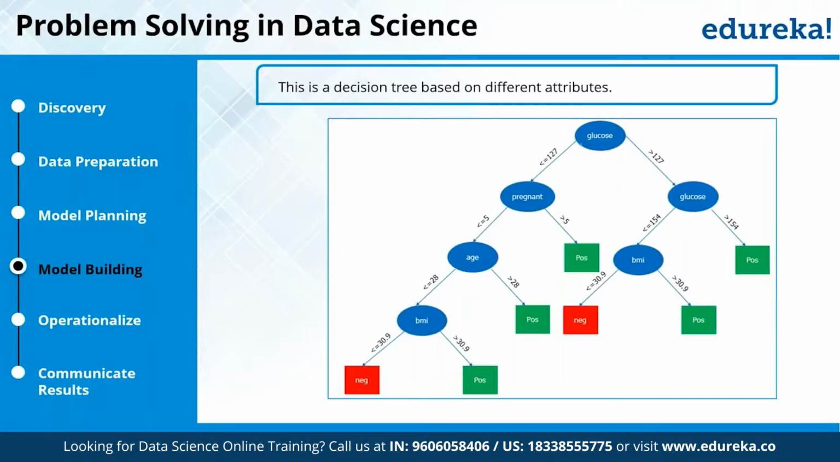So if I go from the top and read any one flow or any one particular branch of this tree: patients with glucose level less than or equal to 127, who are pregnant fewer than 5 times, with age less than or equal to 28 and BMI less than or equal to 30.9, the chance of that patient being diagnosed, or predicted for the onset of diabetes, is negative, right? Similar is the case with any other route that you choose in this decision tree.